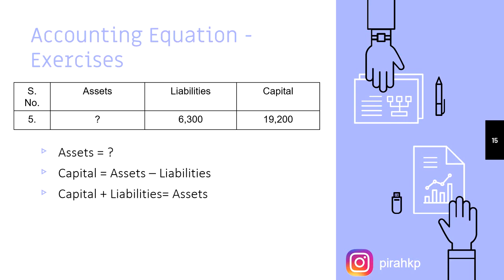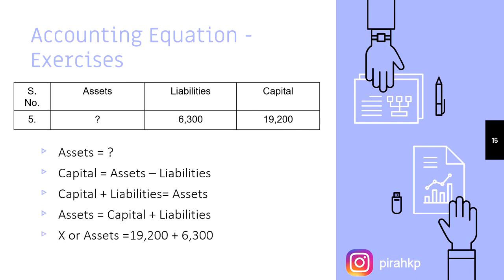Now, just for the beauty of it, I'm shifting the whole equation, alright? But it does not change anything because you are shifting both of them. When you shift both sides, there is no change. So, assets is equal to capital plus liabilities. Now, capital is 19,200. We are going to add our liabilities to it, and that gives us our assets of 25,500. See guys, this is super simple, super easy.